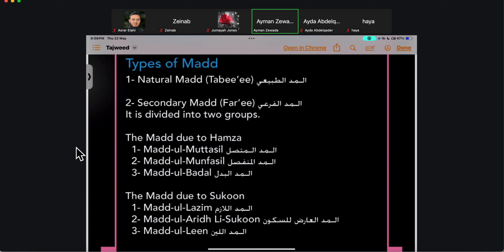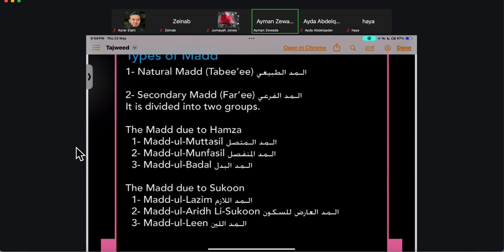The first one, natural mad, tabi'i. The second is the secondary mad, far'i. Far'i is further split into two groups. The mad due to hamza and the mad due to sukoon. The mad due to hamza is split into three sections: al-mad al-muttasil, al-mad al-munfasil, and al-mad al-badal. We're going to go into all of these later.